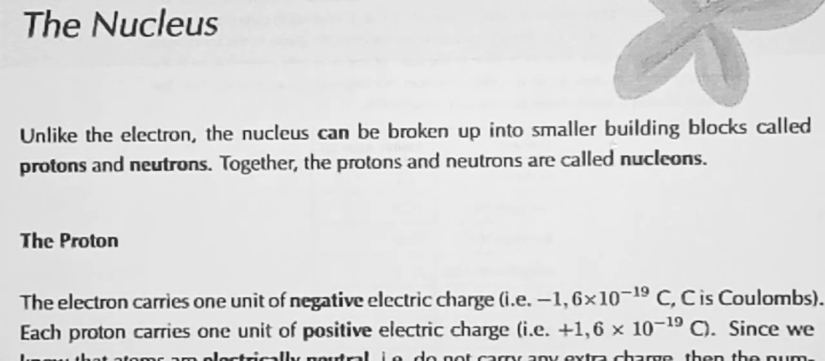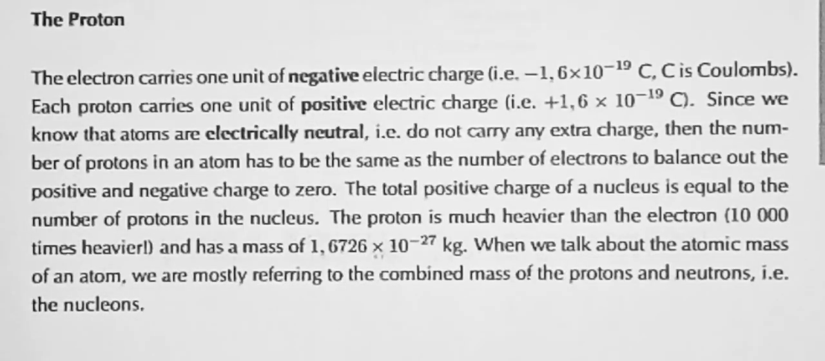Together, the protons and neutrons are called the nucleons. Don't confuse neutrons and nucleons. When you combine protons and neutrons, you have a nucleus. And the nucleus contains protons and neutrons, which are called the nucleons. Now we have the proton.